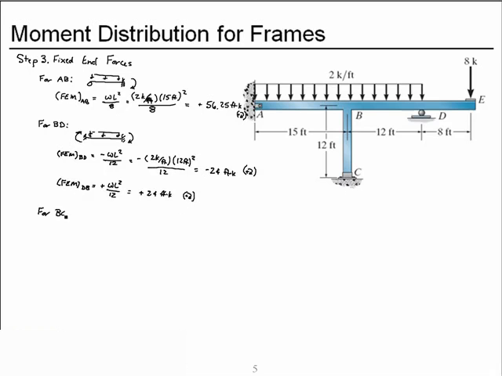Now for member BC, and I'll turn it on its side so that it will resemble the situations we have in the inside back cover of our text, but there's no load applied in between. So the fixed end moment BC is 0, and the fixed end moment CB is 0.